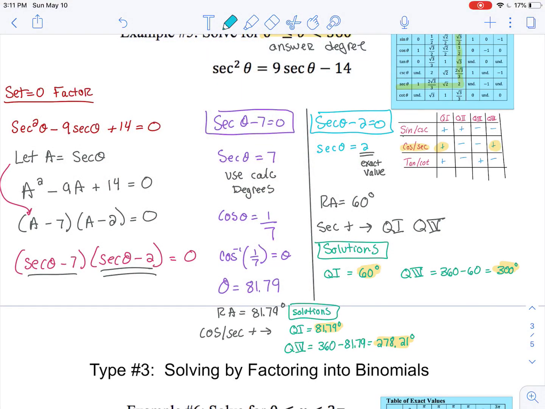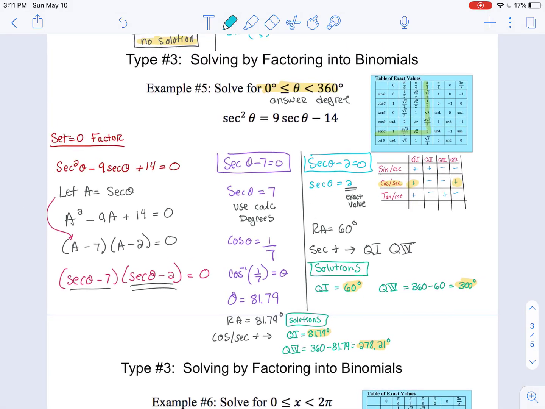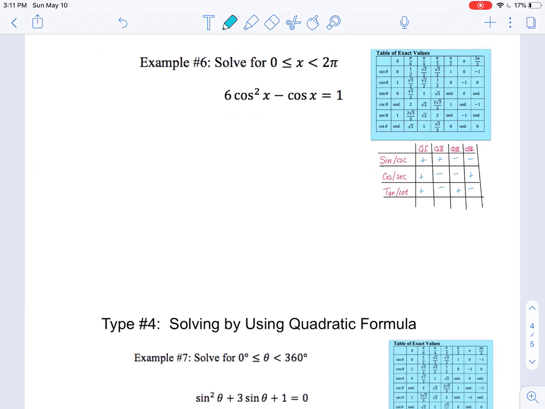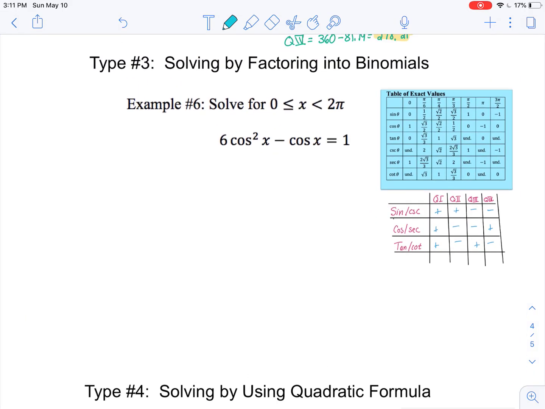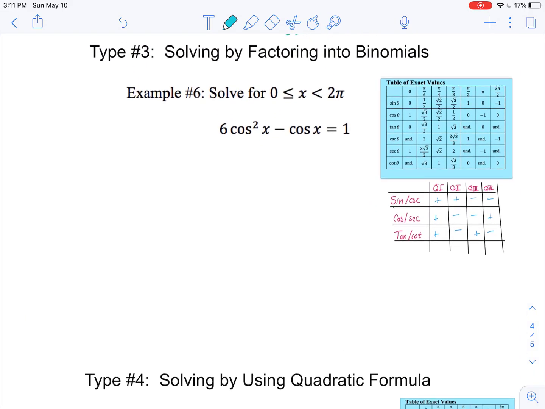All right. Let's do one more example like that. Example 6. For example 6, we're still going to solve by factoring.